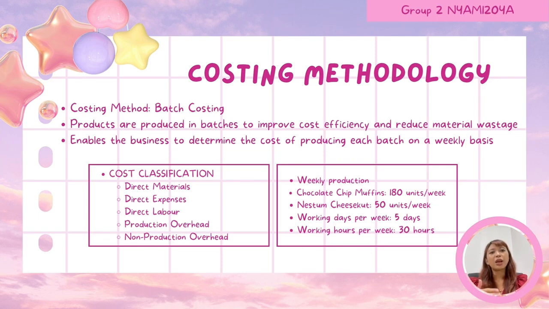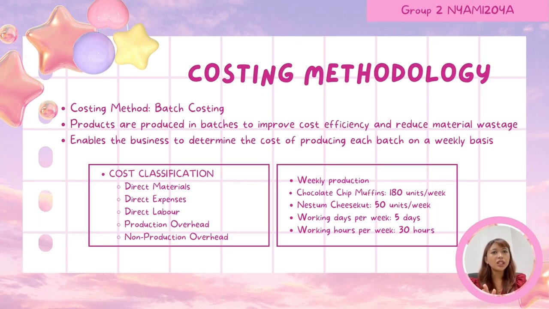To maintain computational consistency across our calculations, our financial modeling relies on several strict operational assumptions. The first one is our menu consists strictly of 2 core products, which is the chocolate chip muffins and Nestum cheesecake. Our weekly production volume is fixed at 180 units of muffins and 50 units of cheesecake. Also, the kiosk operates exactly 5 days per week with a standard 30-hour weekly operating schedule, translating to 6 hours per day. And crucially, our baseline pricing strategy implements a 40% profit markup on total cost to determine our standard retail pricing, with all transactions recorded in Ringgit Malaysia.